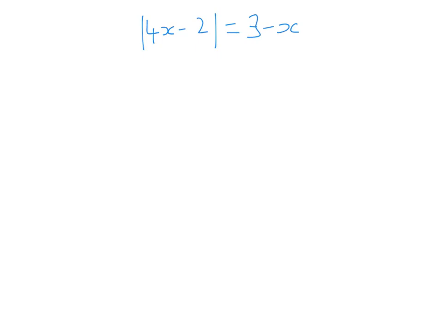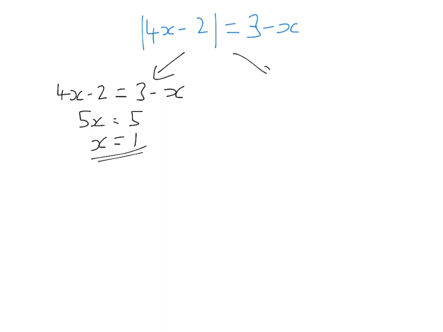So when I take the modulus here, the modulus of 4x minus 2, put it equal to 3 minus x, I'm just taking the positive value of whatever 4x minus 2 has. Now this could be two possibilities. The first one is, well, let's just take 4x minus 2 itself and let that equal 3 minus x. We solve that, we get 5x equals 5 and x equals 1.